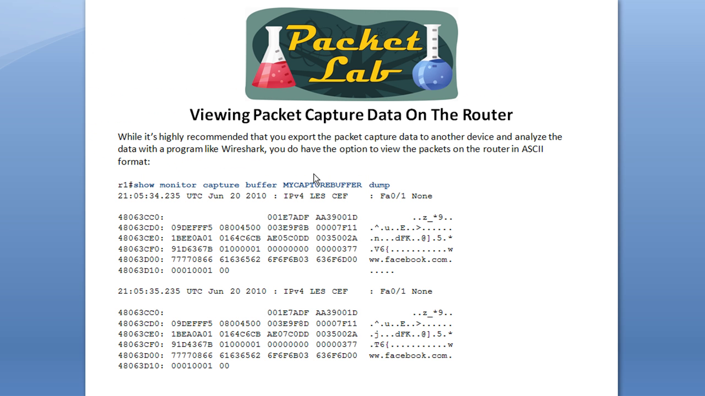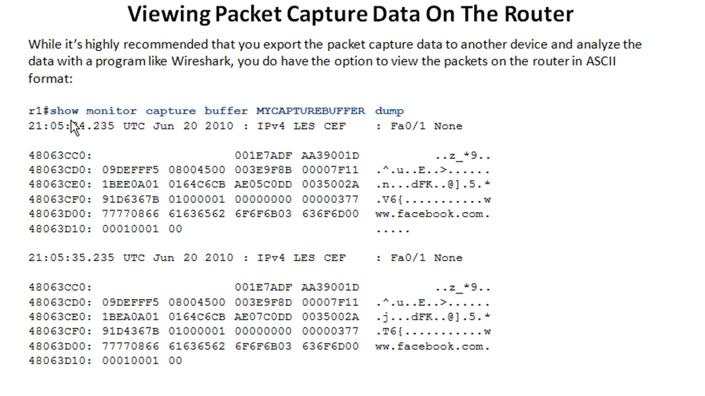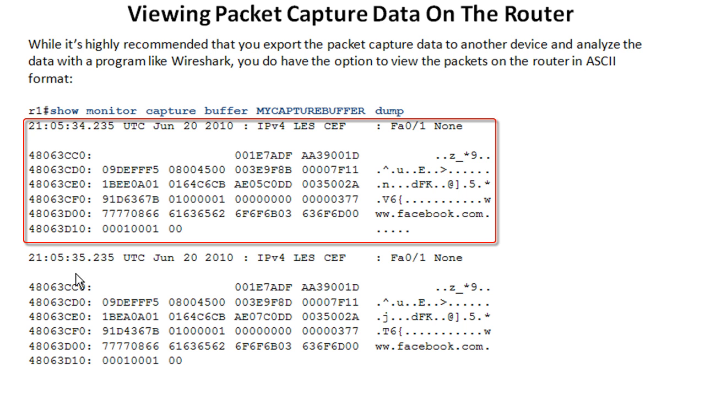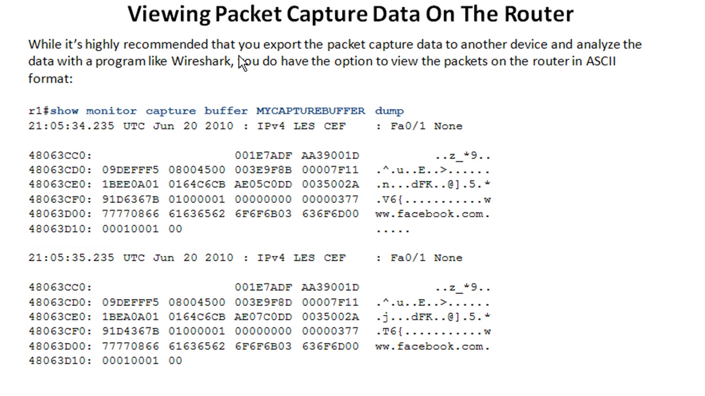And like I said, it's highly recommended that you export the packet capture to another device and use something like Wireshark to analyze the packet capture. But you can do this on the router, and you do that with the dump command. You specify your capture buffer and then dump. You can see here it gives you some real basic stuff. I don't know how much use you'll get out of this. Like I said, strongly recommend the exporting of the packet capture and using something like Wireshark. But you do get the packet metadata as well as some of the information here. You can see somebody was going out to Facebook.